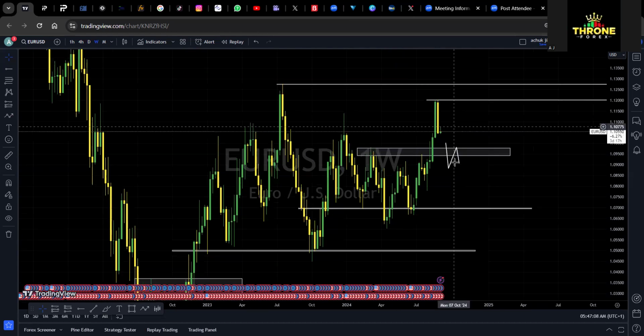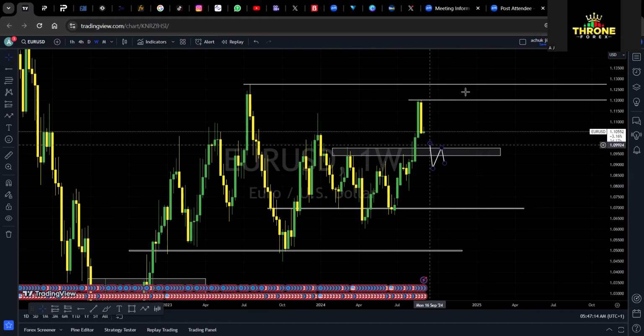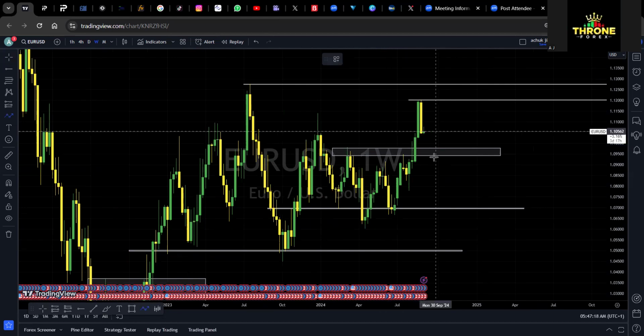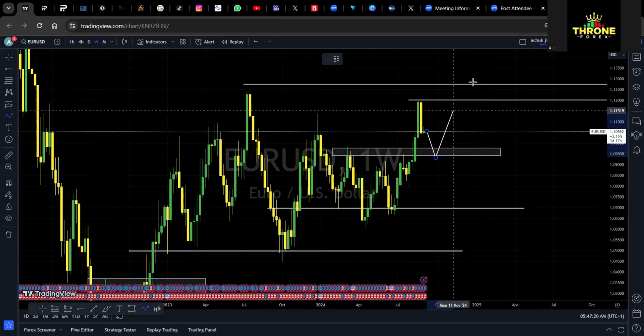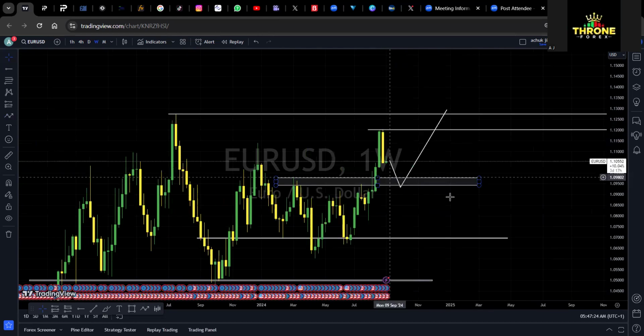So unless we see a break below this and then closure, we are still bullish. So what could happen actually? Market could come all the way up to here and then go back up. All right, so that is what we could see on the weekly.